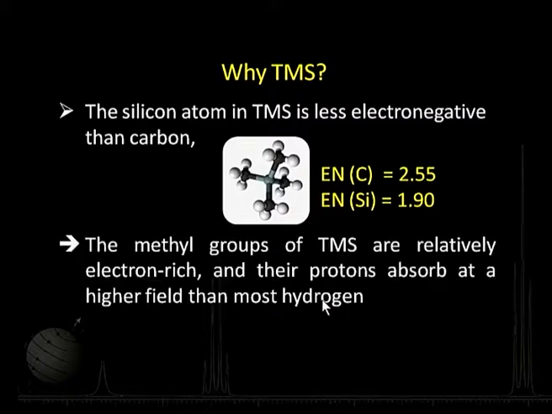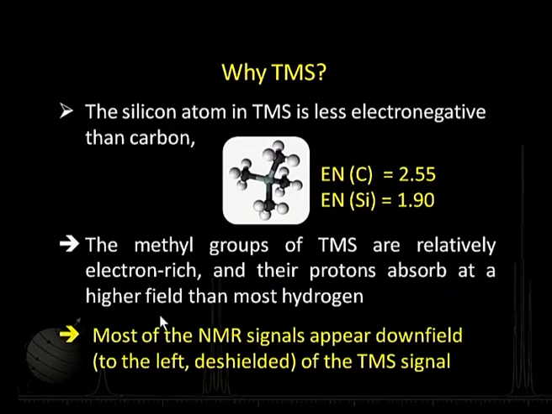Now, because of the difference in electronegativity, the methyl groups of TMS are relatively electron rich. Because of that, the protons attached to this carbon atom absorb at high field, higher than most of the hydrogen atoms we come across in different molecules. Thereby, most of the NMR signals we observe in different compounds appear downfield, to the left of the TMS signal. We will explain that as we proceed further.